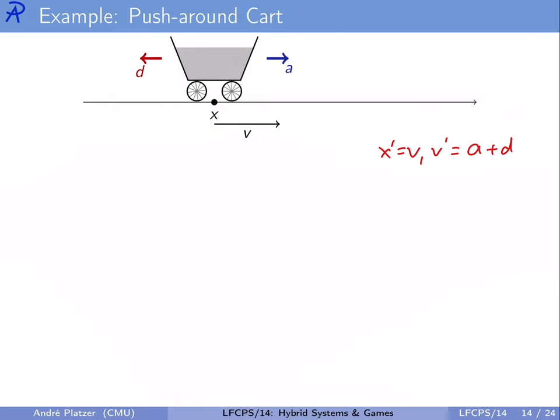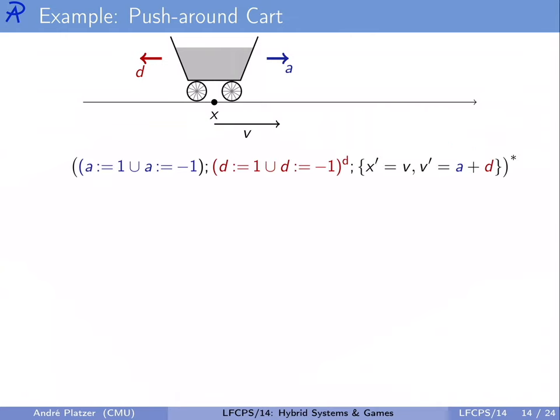They have their various choices. So let's write those choices down. Angel first chooses between, you know, positive or negative acceleration. Then in a dual context, what used to be Angel's choice becomes Demon's choice. Demon is choosing between a positive or a negative acceleration. And then we follow the differential equation where the position is changing with velocity and the velocity is changing with the sum of the accelerations, A plus D. And then we can repeat this by Angel's choice. So she gets to play this game over and over and over again as often as she likes.